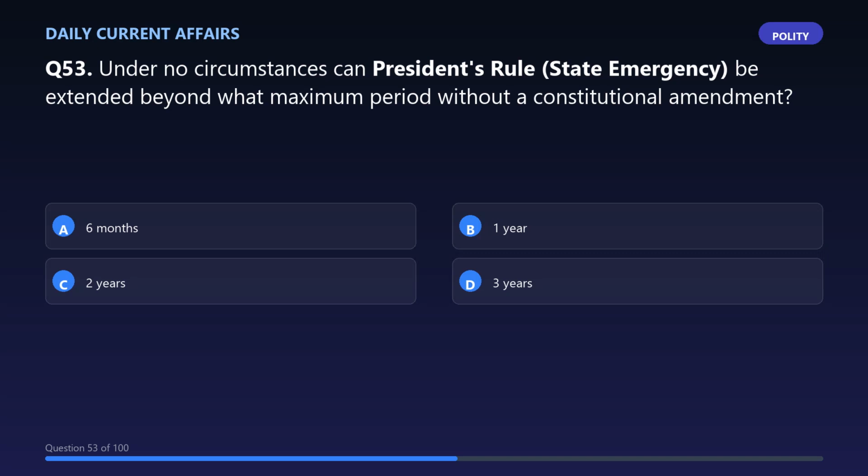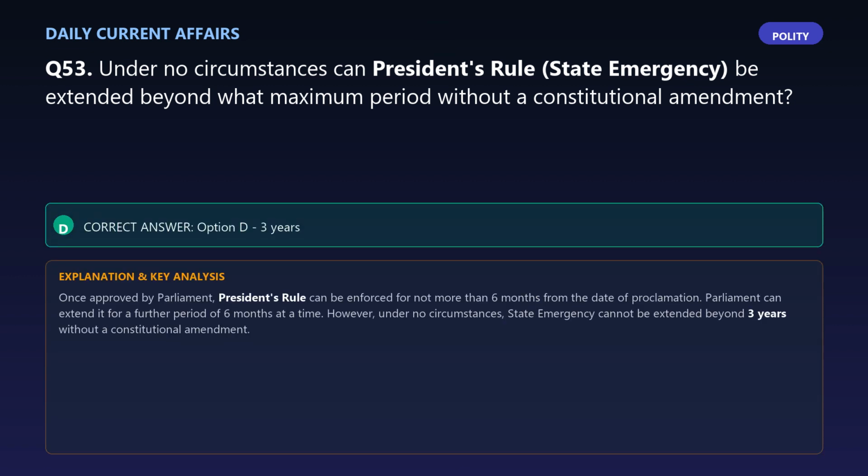Question 53. Under no circumstances can President's rule, state emergency, be extended beyond what maximum period without a constitutional amendment? The correct answer is option D, 3 years. Explanation: once approved by Parliament, President's rule can be enforced for not more than 6 months from the date of proclamation. Parliament can extend it for a further period of 6 months at a time. However, under no circumstances can a state emergency be extended beyond 3 years without a constitutional amendment.